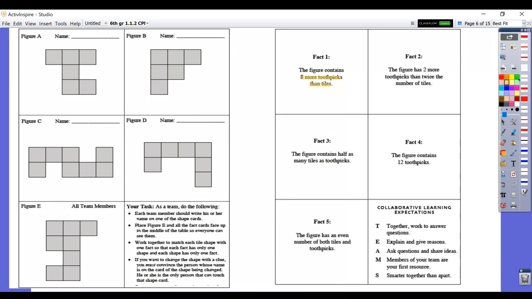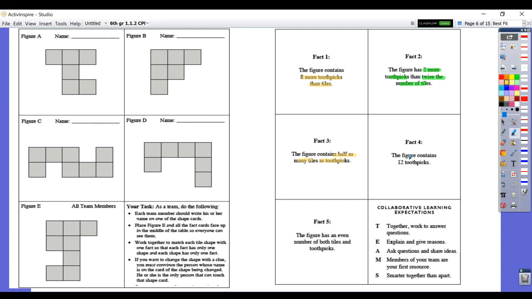Fact 2 is that the figure has 2 more toothpicks than twice the number of tiles. So if you took 2 times the number of tiles, or 2 times the area, and then you added 2 to that, that should be how many toothpicks it requires, or how much perimeter it has. And then fact 3 is that the figure contains half as many tiles as toothpicks. So the number of tiles should be half as much as the number of toothpicks.